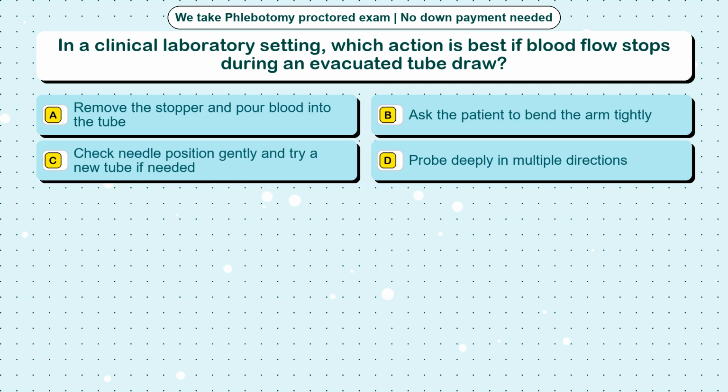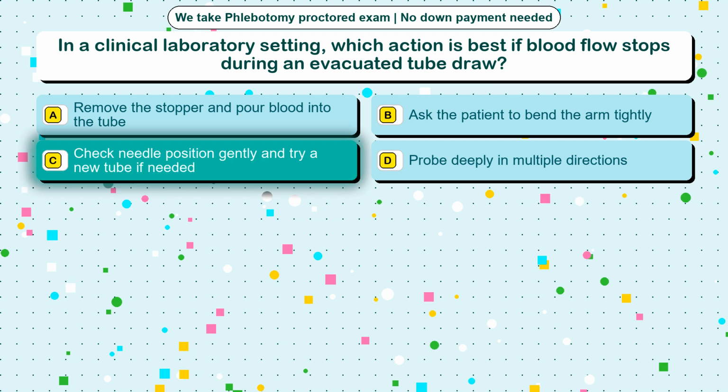Question 8. In a clinical laboratory setting, which action is best if blood flow stops during an evacuated tube draw? Option A. Remove the stopper and pour blood into the tube. Option B. Ask the patient to bend the arm tightly. Option C. Check needle position gently and try a new tube if needed. Option D. Probe deeply in multiple directions. The correct answer is option C.